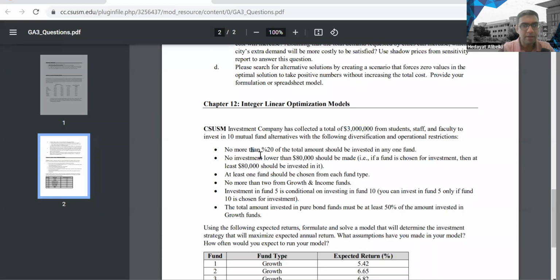Next, no more than 20% of the total amount should be invested in any one fund. So 20% of the total amount, 20% of 3 million, the total amount you have. Or instead of 3 million, you can interpret this total amount as X1 plus X2 plus X3 all the way to X10, the total investment, the actual investment that you put down at the end of the day, not necessarily the 3 million.